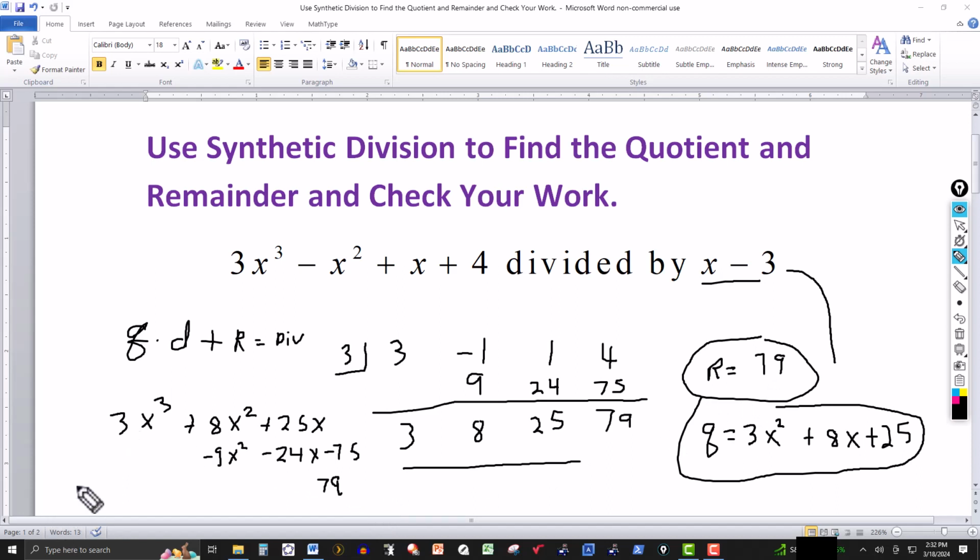So that'll give us then 3x cubed, then plus 8x squared, a minus 9x squared, that's a minus x squared. 25x and a minus 24x is a plus x, 1x. So again, 25x and a minus 24x is a plus x. And a minus 75 and a 79 is a positive 4, which gives me the dividend.